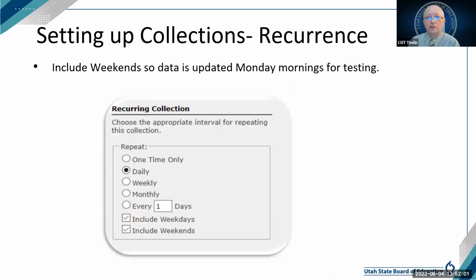All right, and as far as the recurring collection, this is off to the side of the submission there, the schedule. We have including weekends, so data is updated Monday mornings for testing. So we like to have that at daily and include weekdays and include weekends. So even if there aren't changes in place, it helps support the design of UTREx to ensure that we're getting the data each day. We can work with other scenarios, but this is our preference and works the smoothest with us. Go ahead to the next screen.